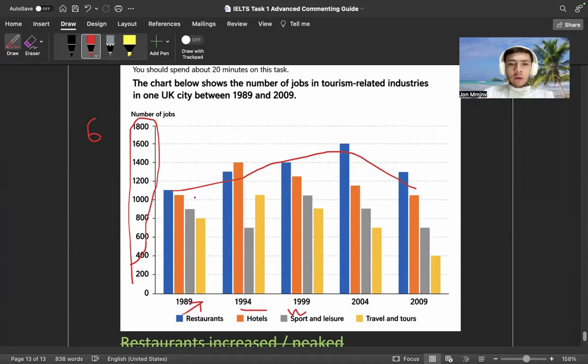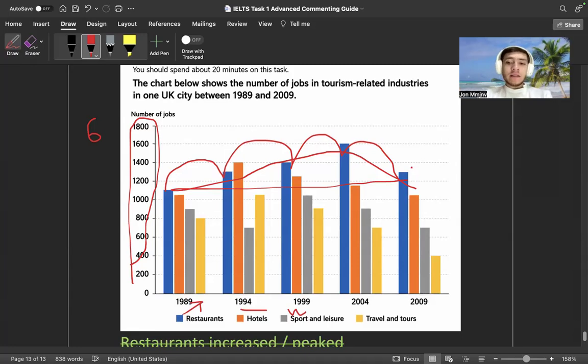So let's look at the blue, just to focus on the blue one. What's happening with blue? The blue is rising, right? Rising consistently until 2004 and experiencing a sharp decline. And not much is happening if you compare the beginning and the end. It basically remained the same over the period. But what is blue? The blue is restaurants. The number of jobs in restaurants.